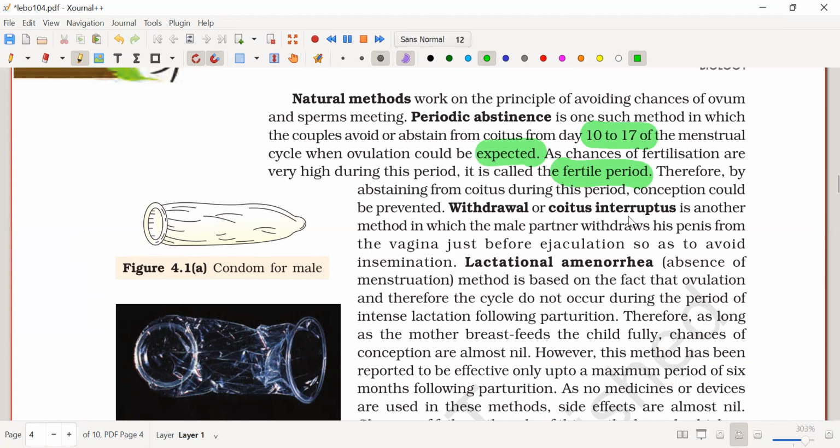Withdrawal or coitus interruptus is another method in which the male partner withdraws his penis from the vagina just before the ejaculation, so as to avoid insemination.